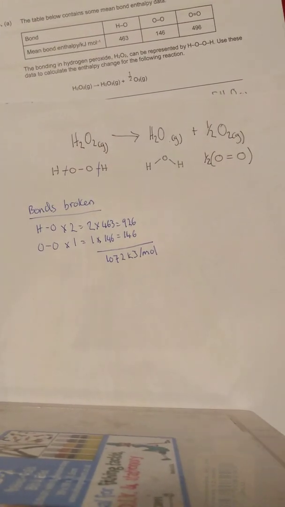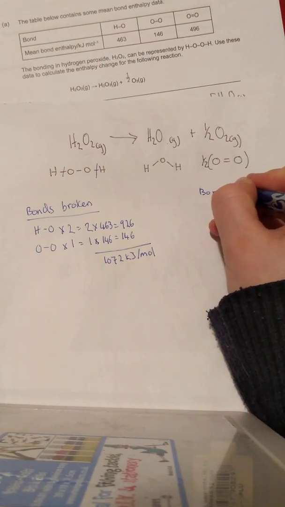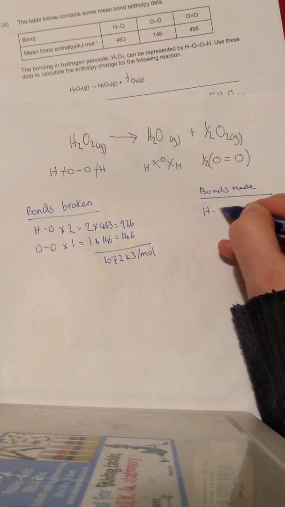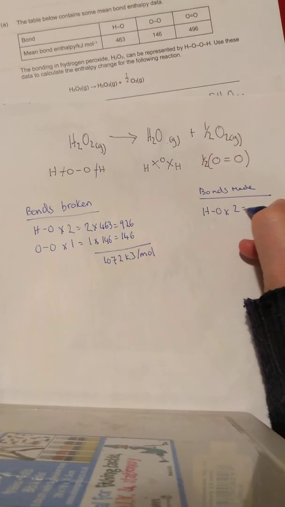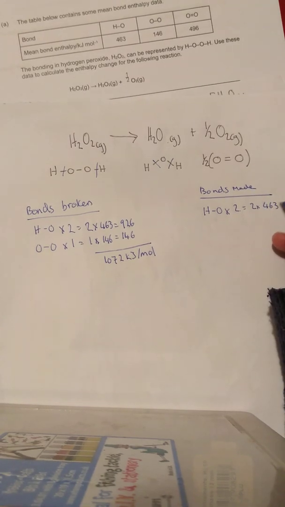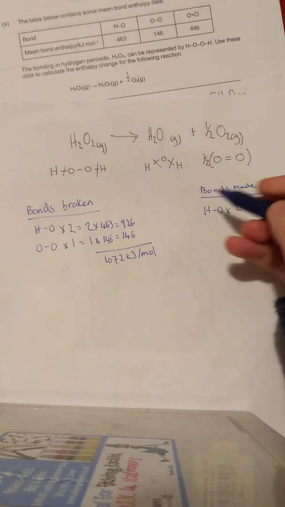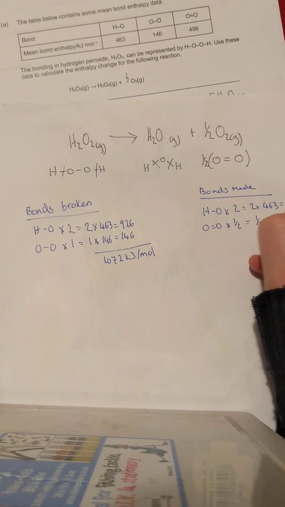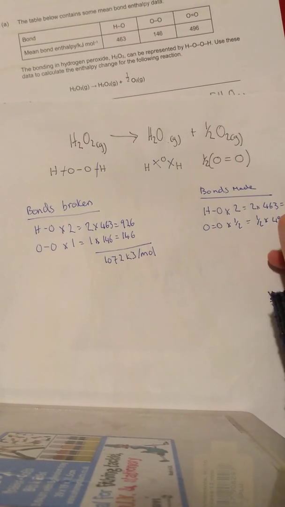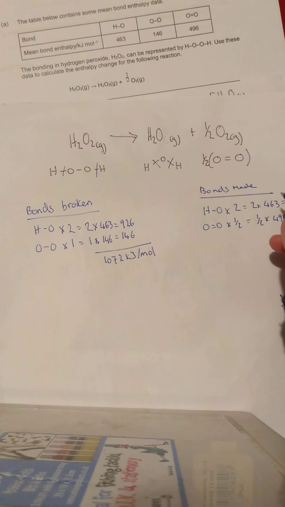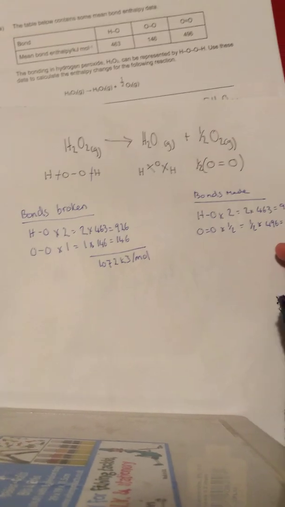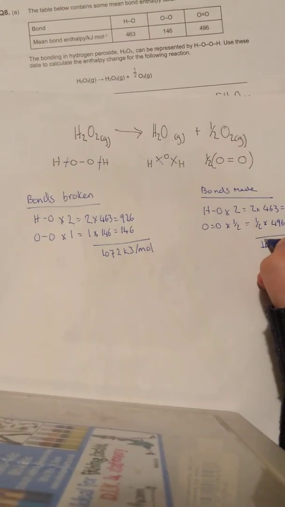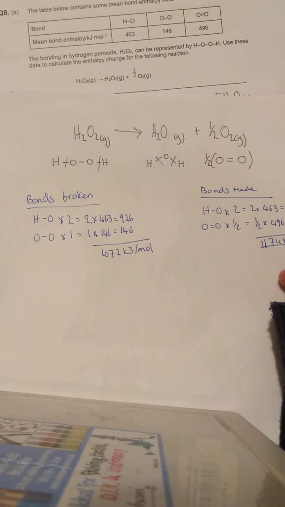On the other side, we've got our bonds being made. So we've got two OH bonds. Doesn't matter which way around you write it. So I've got the same values I had last calculation, 926. And then I've got an oxygen double bond, and I've only got half of that. So I'm going to do half times 496. So that should give me 248. If I tally that up, I get 1174 kilojoules per mole.